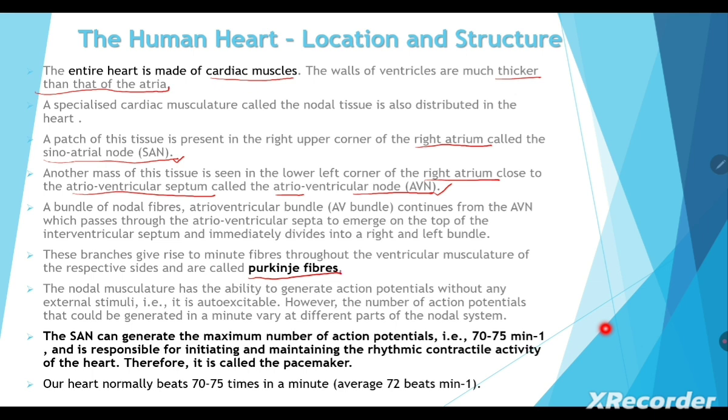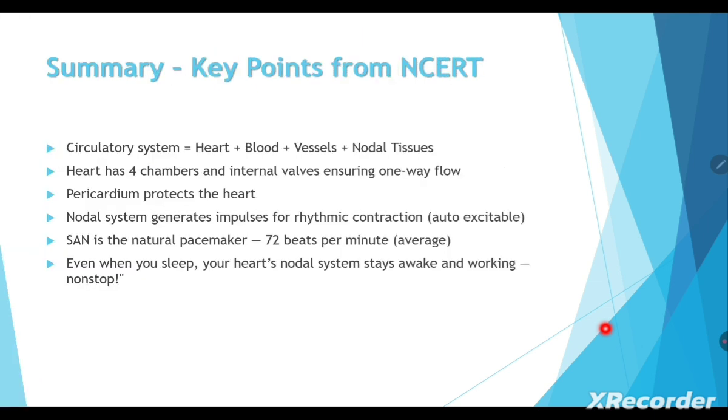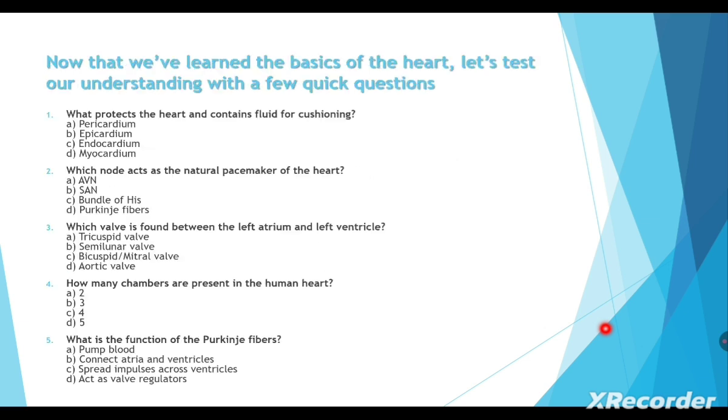So we have learned important things here, okay. The summary of this from the NCERT, as we can see, is that the circulatory system consists of the heart, blood vessels, and nodal tissues. The heart has 4 chambers and internal valves ensuring one-way flow. The pericardium protects the heart. The nodal system generates impulses for rhythmic contraction, okay. And the SAN is the natural pacemaker, at 72 beats per minute. Even when you sleep, your heart's nodal system stays awake and working non-stop.